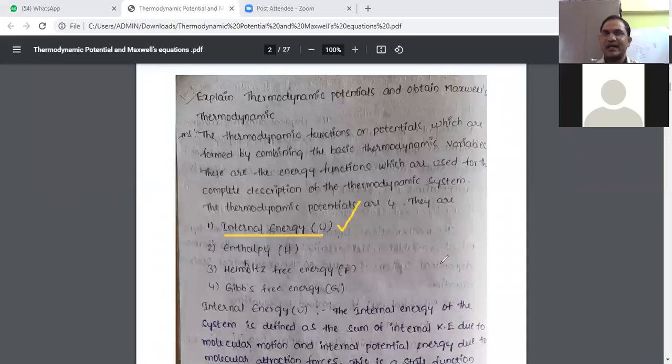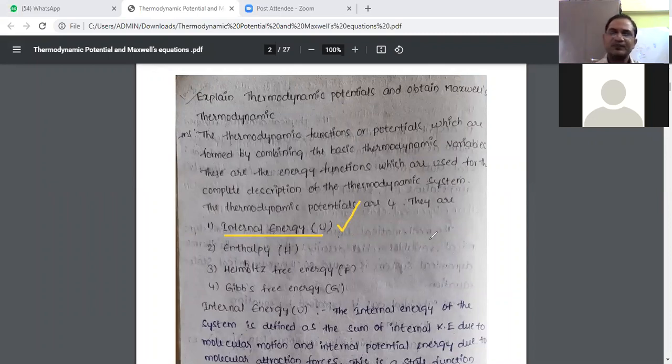The sum of kinetic energy, potential energy, vibrational energy, and rotational energy gives the total internal energy of the system. It is denoted by the letter U. Kinetic energy is also known as internal kinetic energy. Here, the contribution of vibrational and rotational energy is small compared to the kinetic energy and potential energy, so we can neglect them. That's why we simply define internal energy as the sum of internal kinetic energy and internal potential energy.